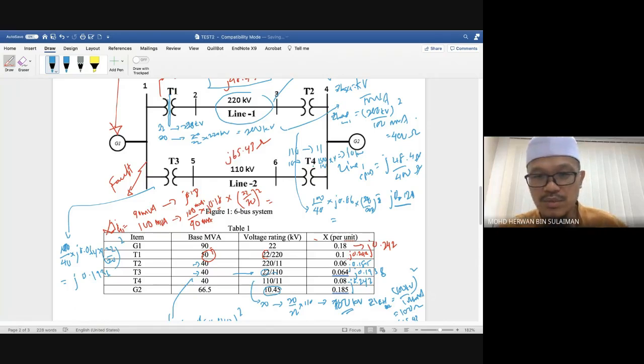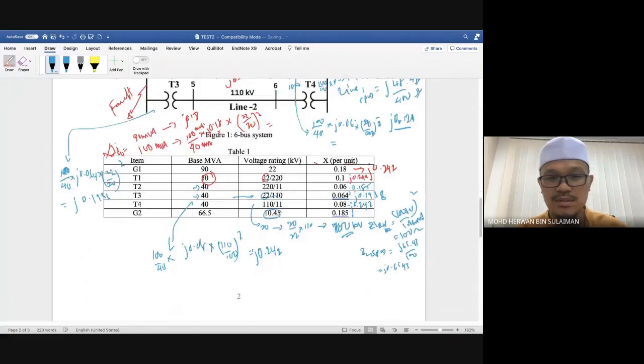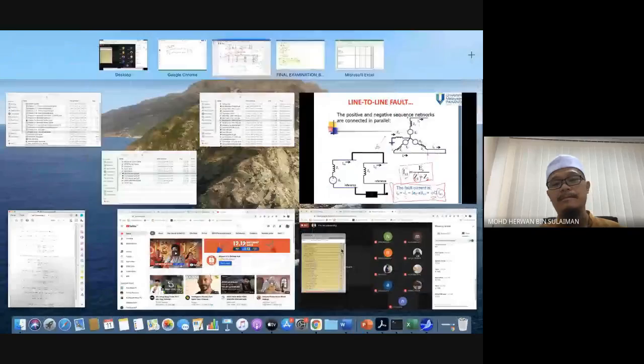Okay, so that's why the base voltage at G2 is 10 kV. So with 10 kV, you can get your new value of XD2. Old value: new base 100 divided by 66.5, multiplied by j0.185, multiplied by the old value 11 divided by 10 squared. So what do you get?